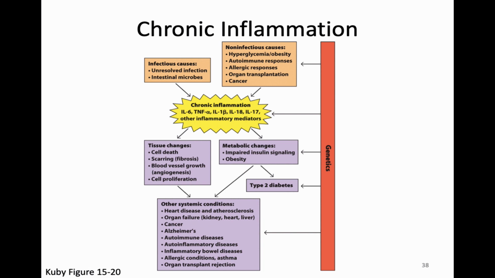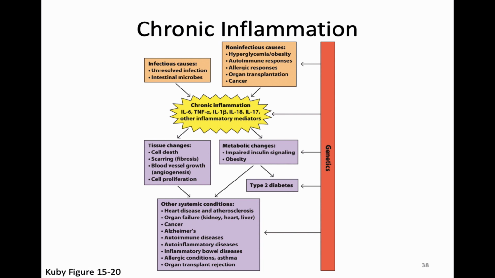They may lead to tissue changes like cell death, like fibrosis, like changes in blood vessel growth in the wrong place, cell proliferation, eventually leading to heart disease, organ failure, cancer, Alzheimer's, autoimmune disease, autoinflammatory disease, inflammatory bowel disease, allergy, diabetes, impaired insulin signaling, obesity, among many others.